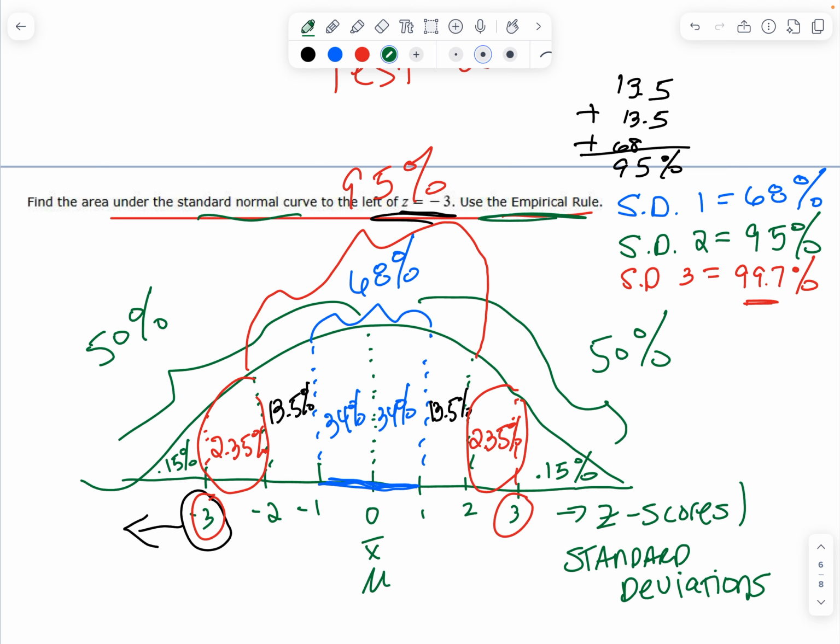The question is asking us, what's the area under the curve to the left of z equals -3? That's this little piece here, this little chunklet. The chunklet is 0.15%, but in decimal form, if you divide that by 100, the area is actually 0.0015.